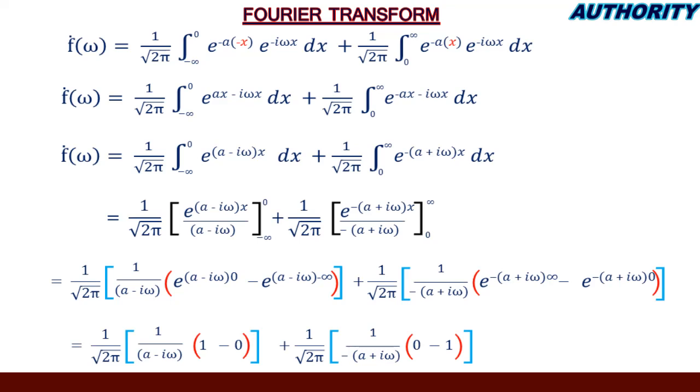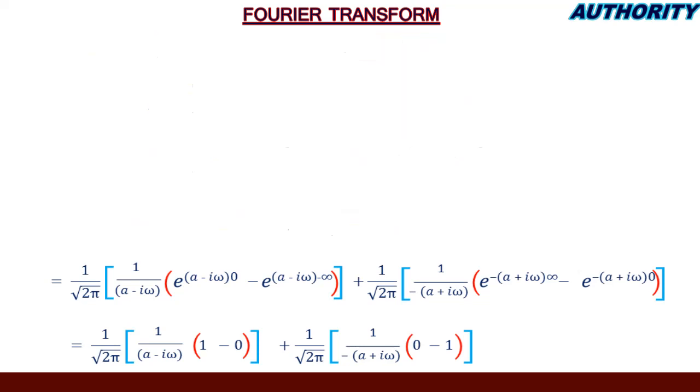So here we have 1 all over square root of 2 pi, open bracket, 1 all over (a minus i omega), open bracket, 1 minus 0. Then plus 1 all over square root of 2 pi, open bracket, 1 all over minus (a plus i omega), close bracket, open another bracket, 0 minus 1. Okay, I hope this is clear, right? Good. Now, in this first side, 1 minus 0 is 1, right?